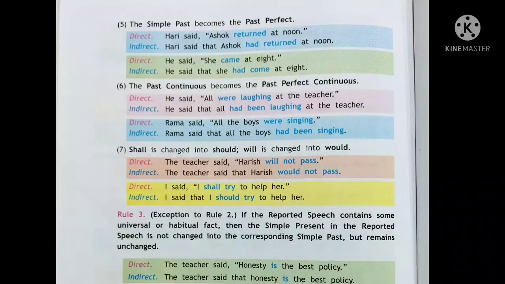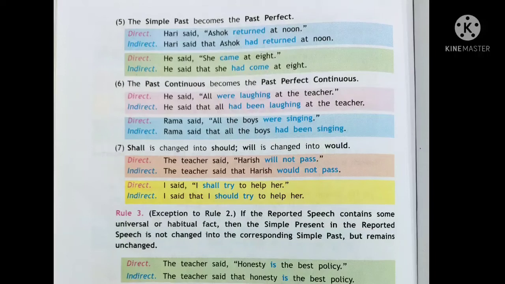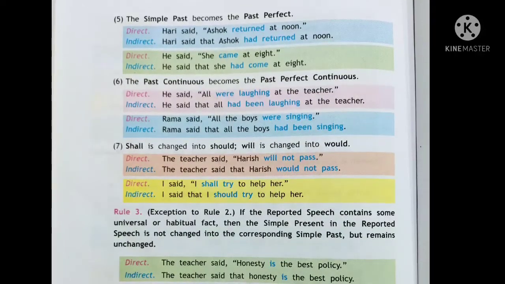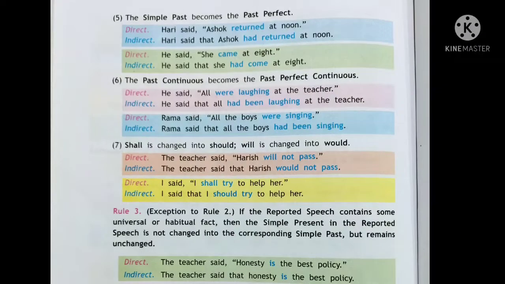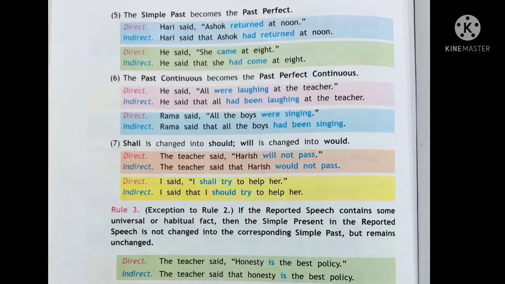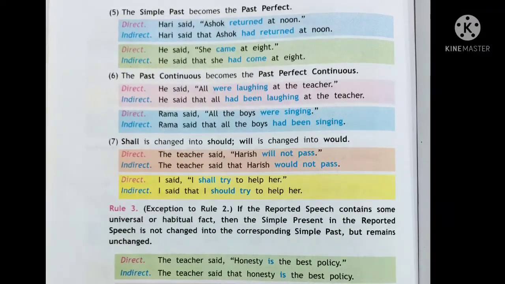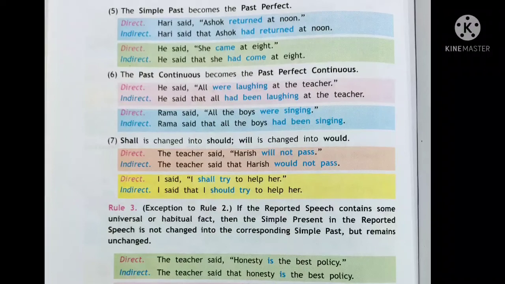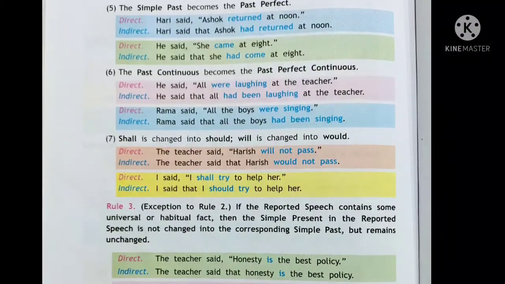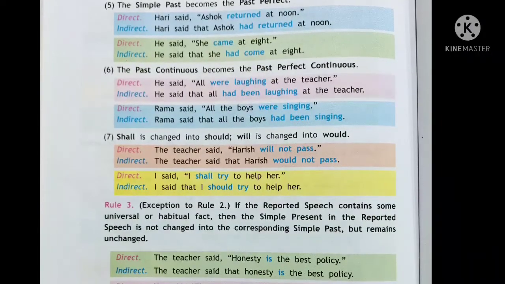Now, we will continue with the rules where we have discussed beforehand that if the reporting verb is in the past tense, then the verb in the reported speech should change into the past tense. There are some more rules to be understood. So, the fifth rule is as follows: the simple past will become the past perfect. How will you do it? When you take an example like, Hari said, Ashok returned at noon.